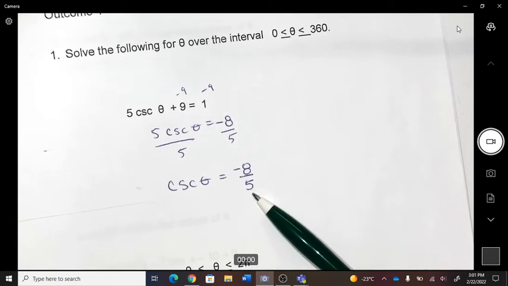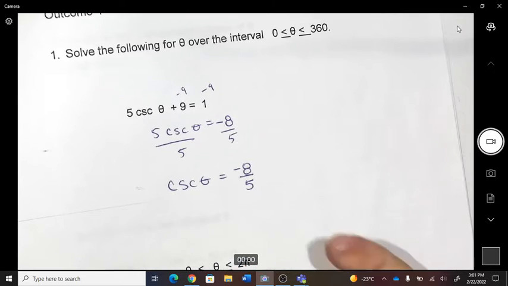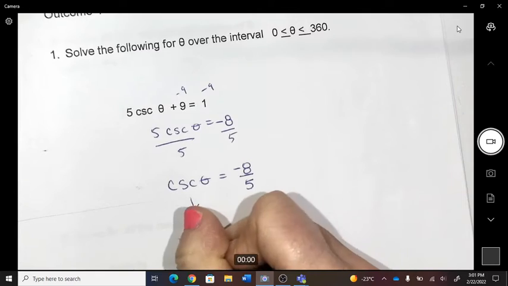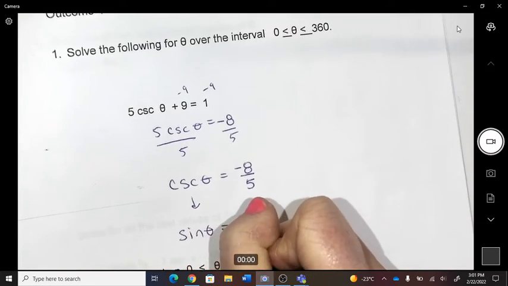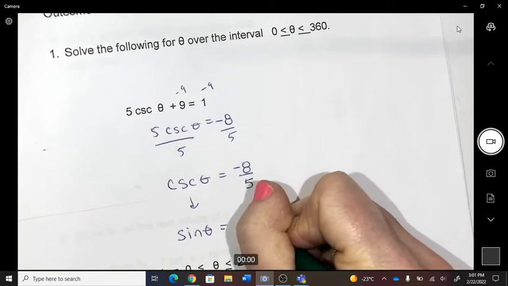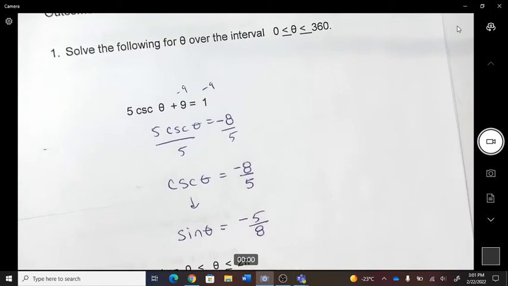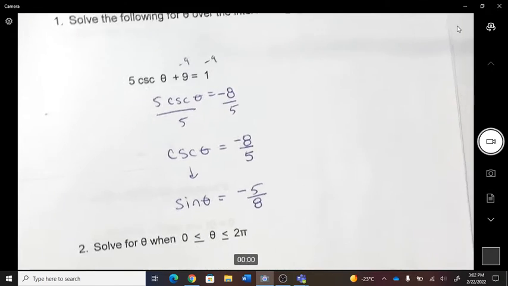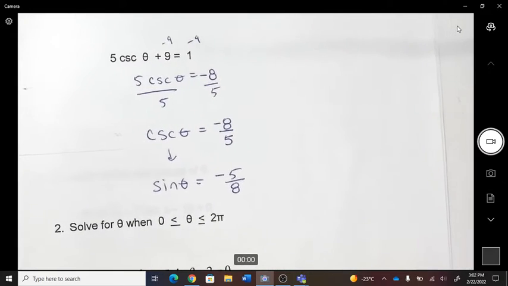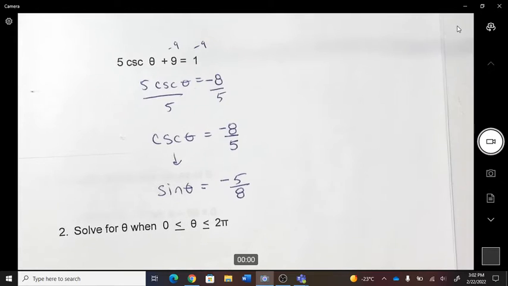Okay, so this is called a trig value. But when we're working with this, we aren't going to be able to do anything on the calculator with cosecant. So I'm going to change cosecant to sine theta. And then instead of negative 8/5, it's negative 5/8. Okay, if you get there, that's like 1 out of 4 points. So don't stop.